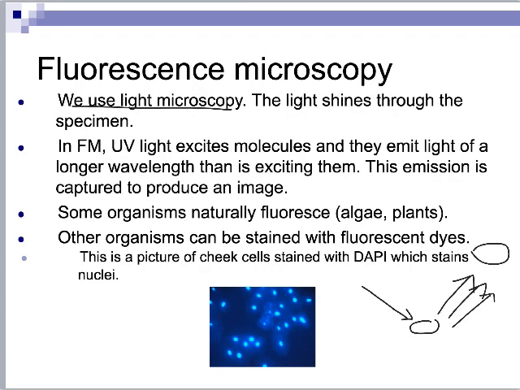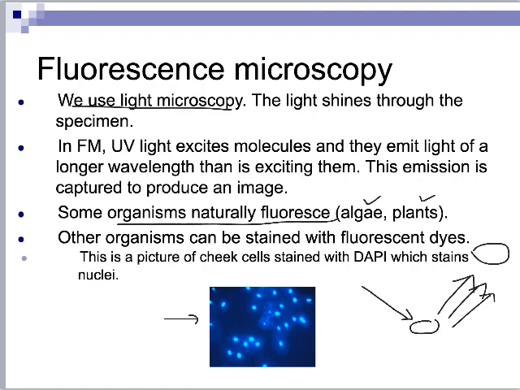There are some organisms that naturally fluoresce, so algae, plants. Some of them do. And then there are other ways that we can modify things so that we can use fluorescence to see it. For example, this is a picture of cheek cells. You guys probably remember scraping your cheek cells with a toothpick and putting them on a slide.